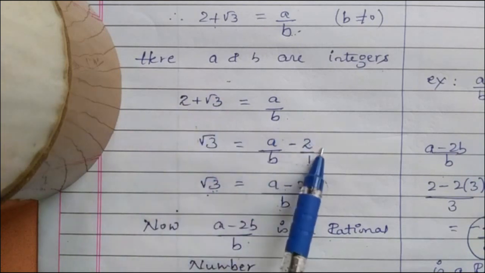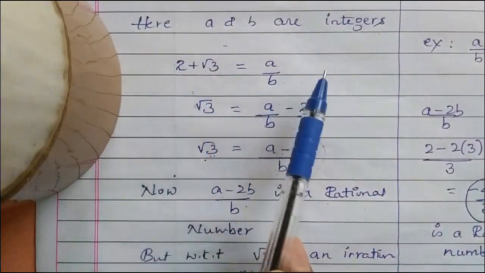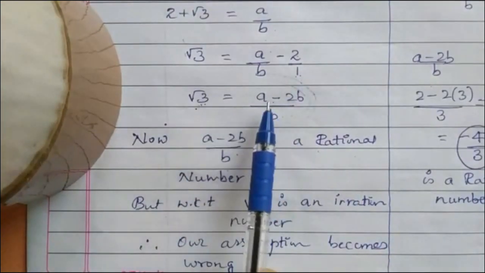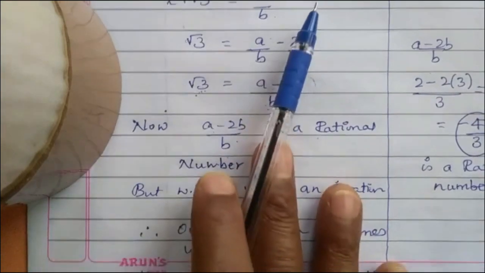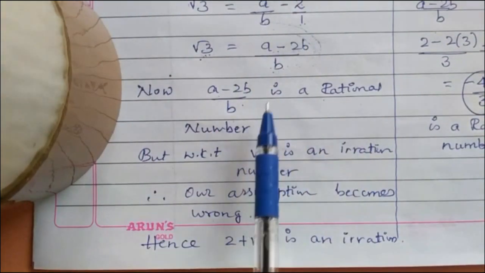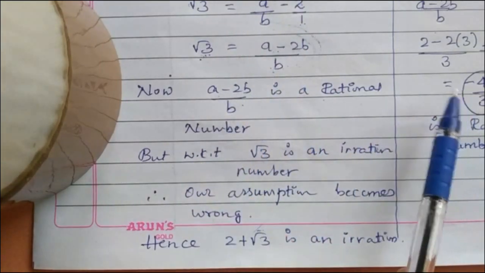So we shifted the 2 to the other side, since it is not an irrational number. That is the trick. Root 3 is equal to (a minus 2b) divided by b, by taking LCM. Now (a minus 2b) divided by b is a rational number, because a by b is a rational number, so (a minus 2b) divided by b is also a rational number.